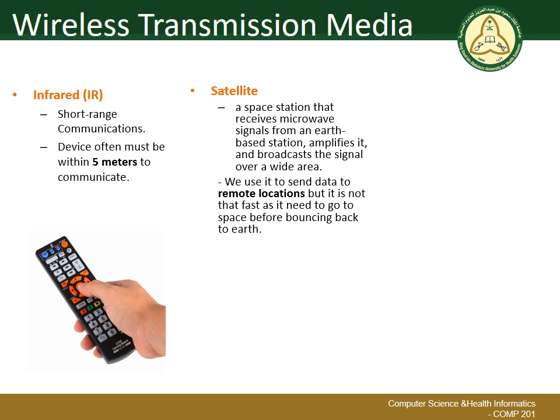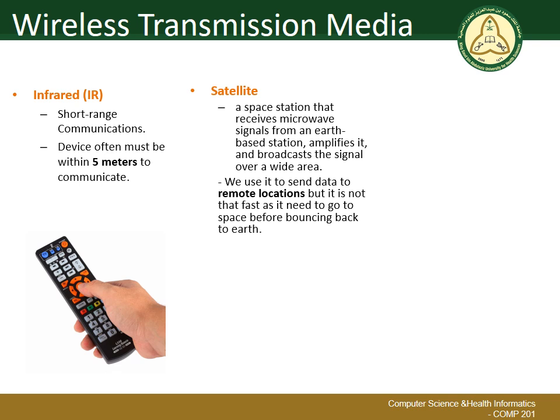Second type is satellite. With satellite communication, we have an earth station and a satellite. If I'm trying to connect two different earth stations together, I have to send from earth station 1 to the satellite. The satellite will receive the signal, amplify it, and send it down to the other earth-based station.